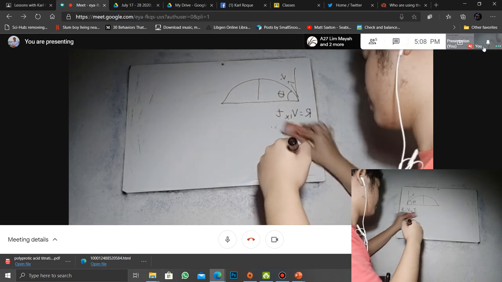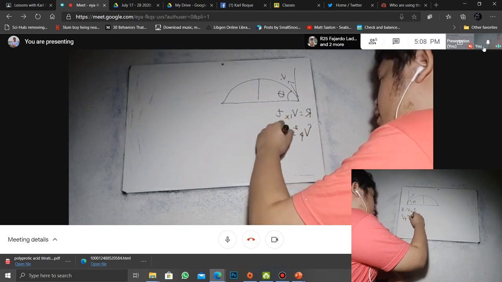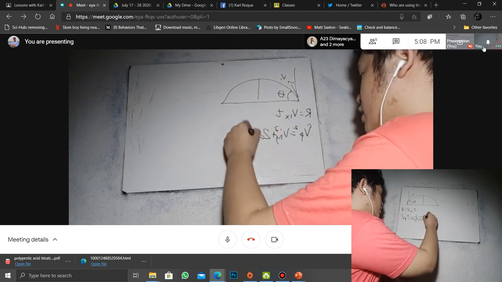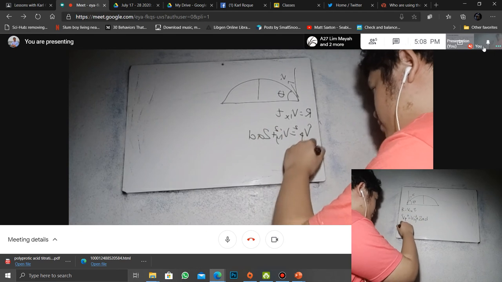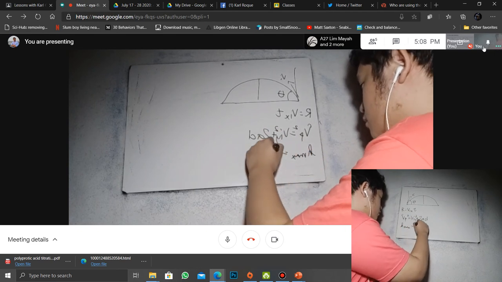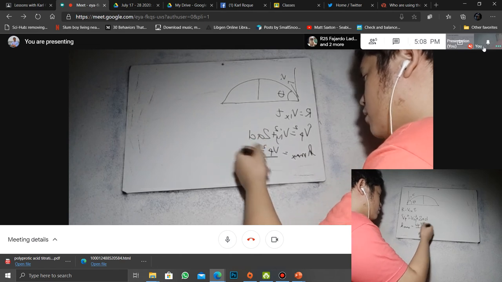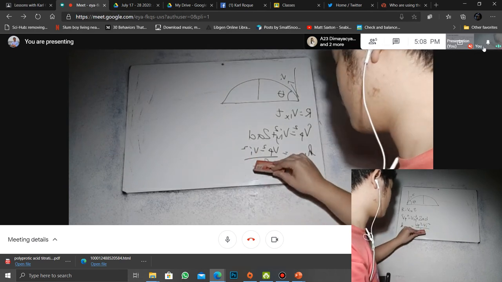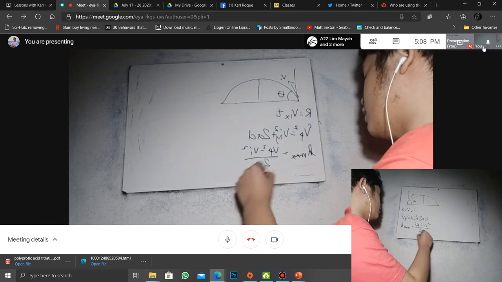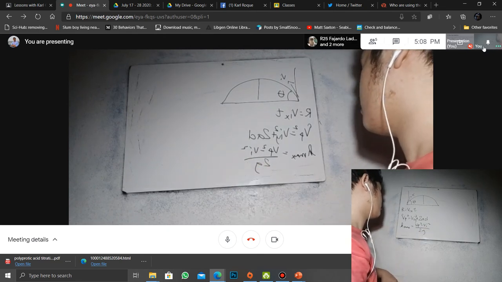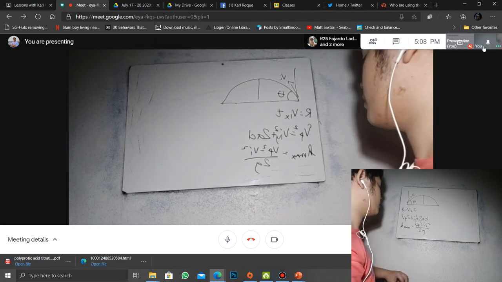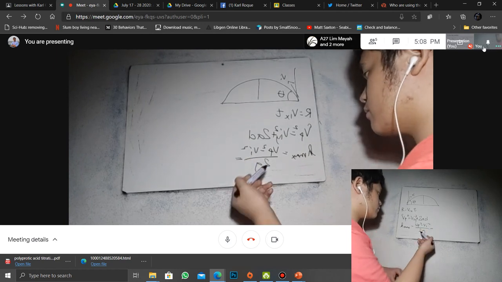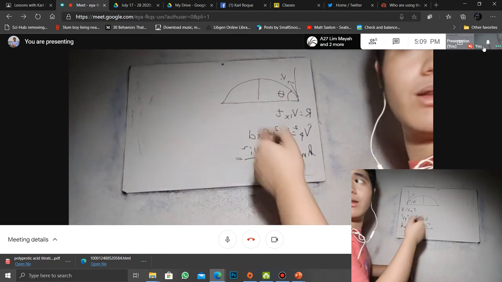Di ba kanina? Sige, isa pa. Vf squared equals vi squared minus 2ad, where a is negative g. Di ba? Substituting h max, vf squared minus vi squared over 2a, negative, okay, 2g, no? 2g. If we get it, di ba? Oo, 2g, di ba? Tapos, sige, over 2a na lang. Mamaya natin pasukin, no? Okay, what's next?